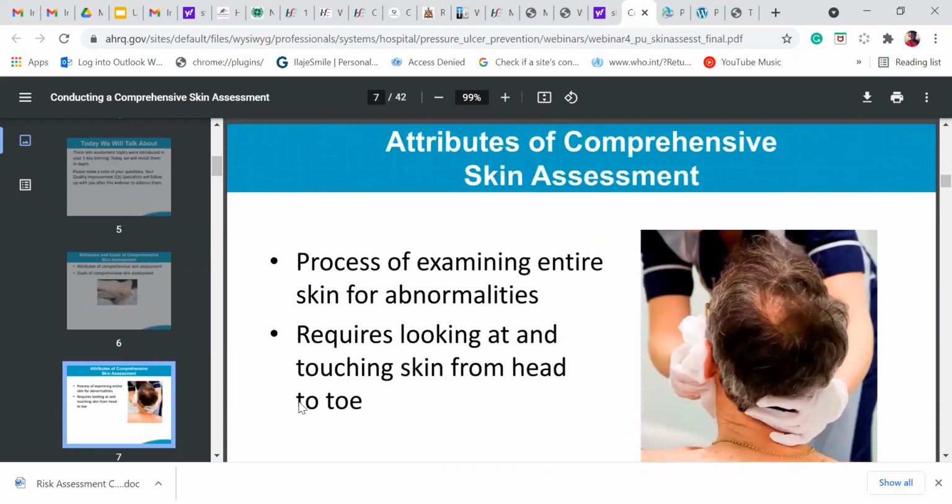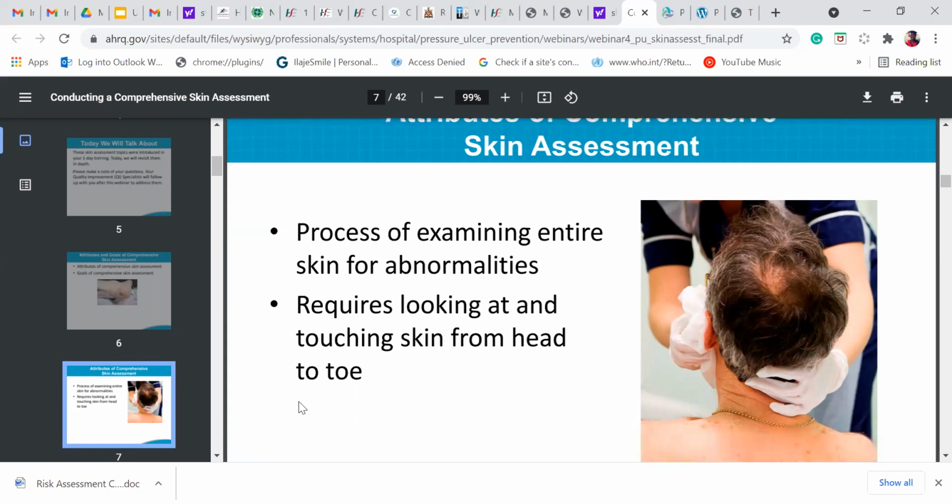So the attributes of comprehensive skin assessment: it's the process of examining the entire skin for abnormality. Entire means from head to toe. It requires you looking at and touching the skin. It's not just mere looking. You also need to touch, you need to palpate, you need to check properly from head to toe.